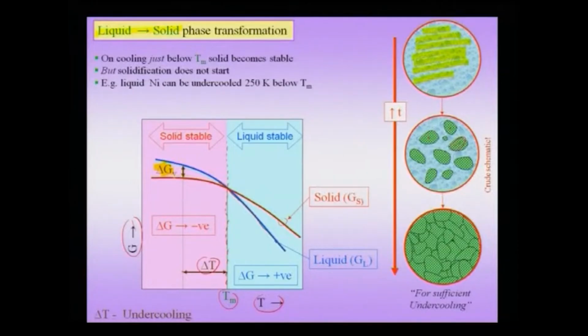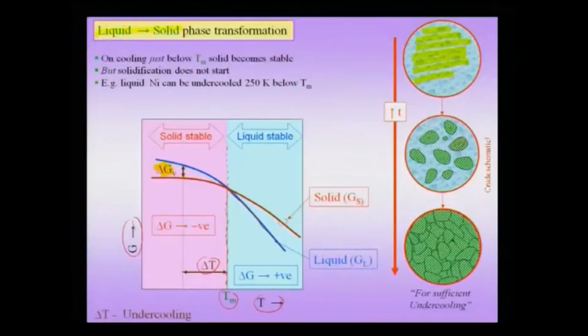In other words, this is my bulk Gibbs free energy driving force for the system to solidify. But as we noted before, even though there is a driving force, the system actually does not solidify, and we will understand it soon. That means on cooling just below Tm, the solid becomes thermodynamically stable, but solidification does not start. And because of this, nickel actually can be undercooled about 250 Kelvin below the bulk melting point.